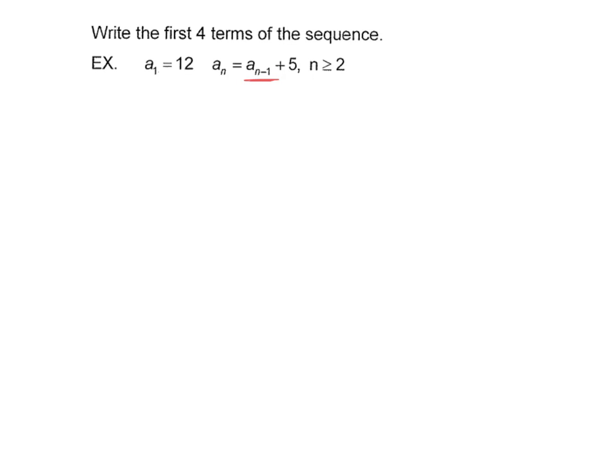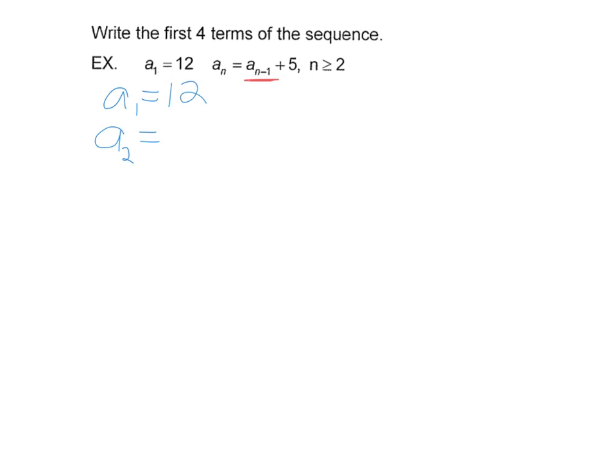That's the previous term. So formulas like this are called recursion formulas. You have to go backwards a little bit each time. Our first term is 12. We want the first 4 terms, so we have the first given to us. Then the second term, a sub 2. So everywhere we see an n in the formula, we'll replace it with a 2.